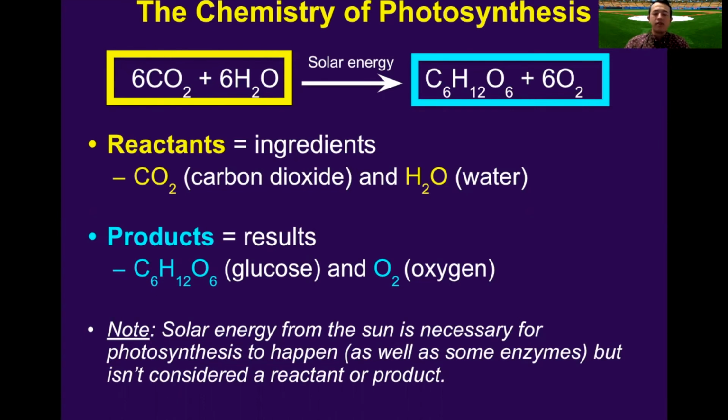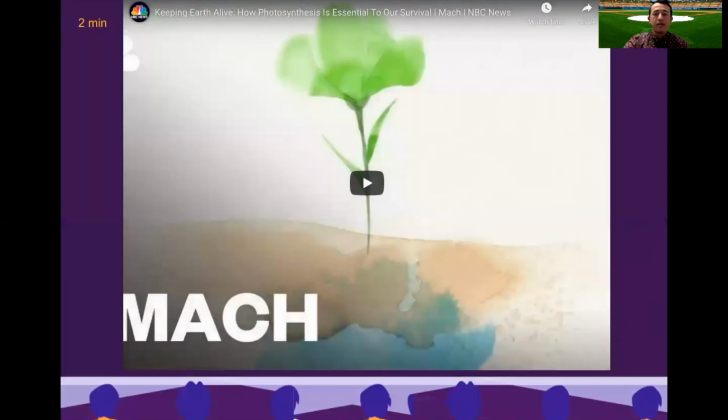Just a key note here, solar energy from the sun is necessary for photosynthesis to happen, as well as some enzymes, but it isn't considered a reactant or product, kind of what I was just saying at the beginning of this slide. We got another quick 2-minute video here, kind of how photosynthesis is essential and it's keeping Earth alive for us.